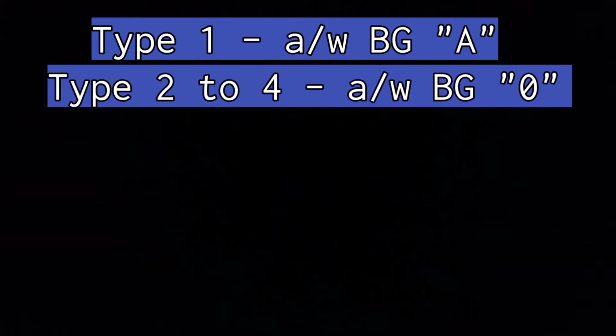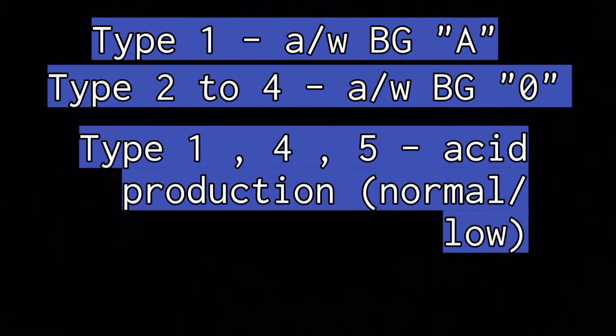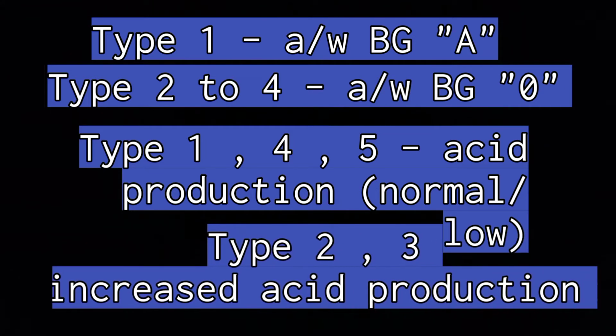Some of the extra points associated with this classification are: type 1 is found to be associated with blood group A, type 2 to type 4 associated with blood group O. In types 1, 4, 5, acid production is either normal or very low, so vagotomy is not performed. In types 2 and 3, there is increased acid production and truncal vagotomy is routinely done.